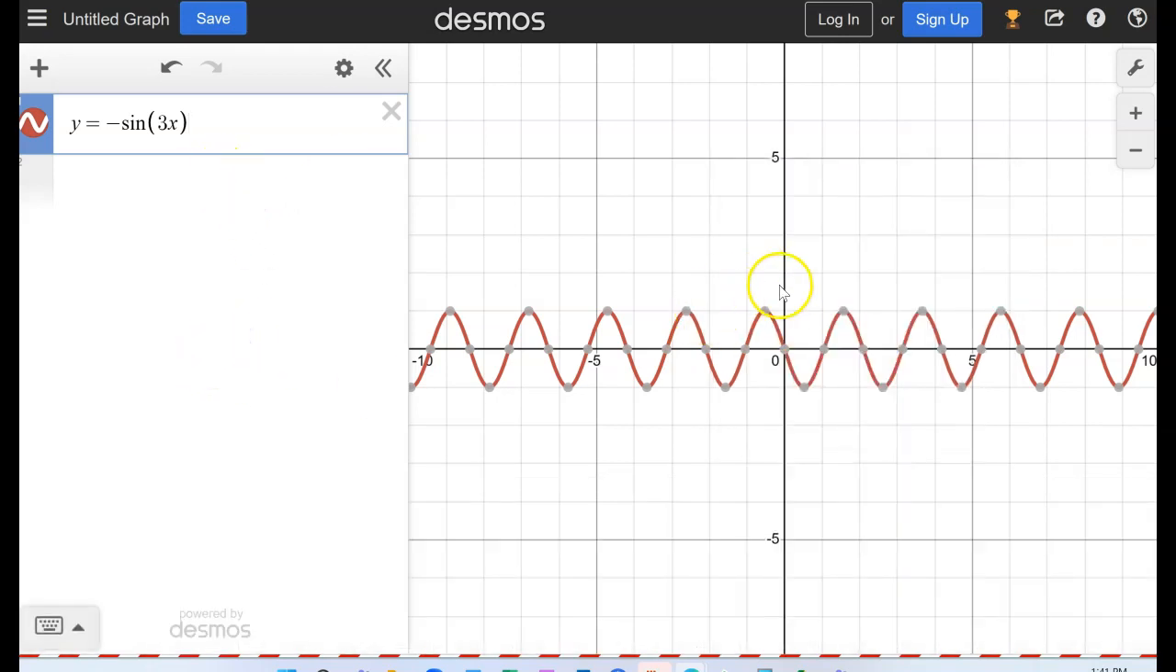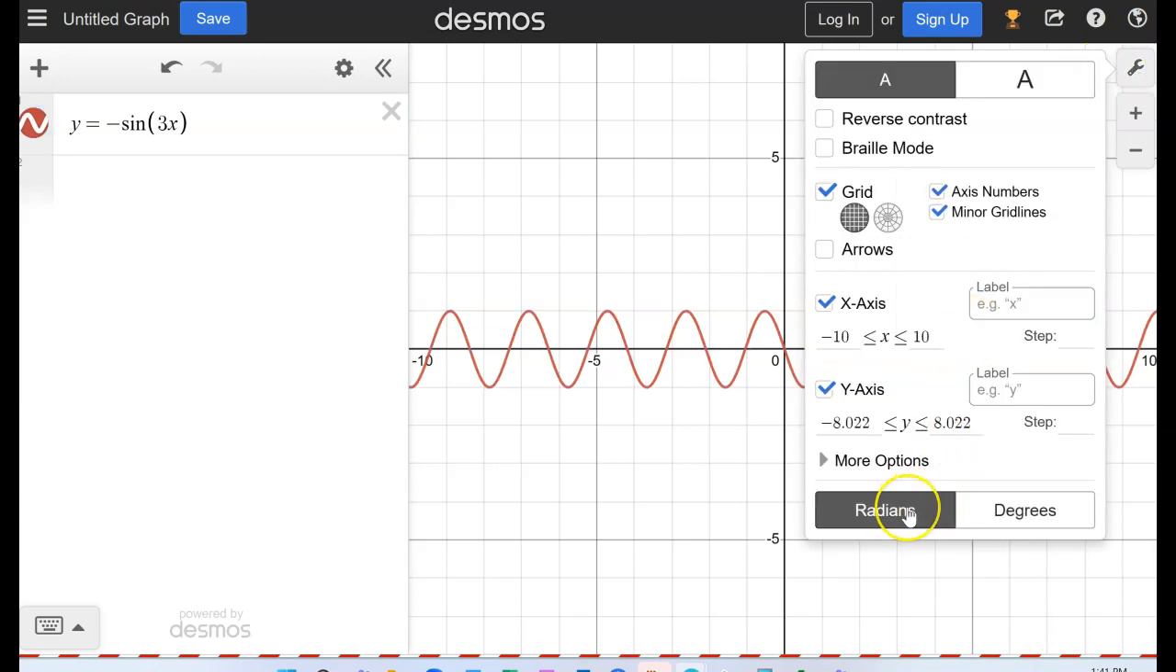Okay, and it gave me a graph, and it's decent. It doesn't really match what I gave. One thing I want to show is we're going to play with graph settings. Down here at the bottom, you can choose radians or degrees. So for most of the quarter, we're just going to stick in radians. When we come back to some right triangles, we'll look at degrees again, but you can choose.